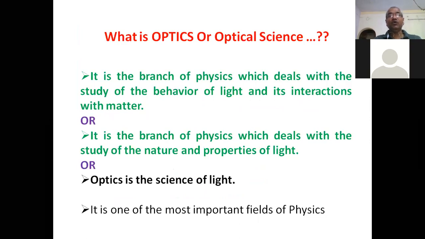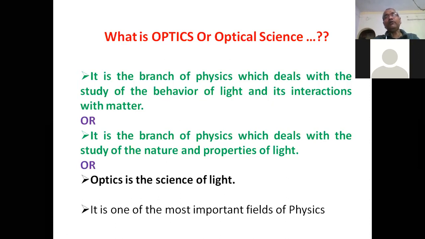What is optics or what is optical science? So as we are studying the course, we should know what is the optics or what do you mean by optical science. So optics is the branch of physics which deals with the study of the behavior of light and its interactions with the matter. Now we know what is light. The objects are visible due to the light. So light is a form of energy. So to study the behavior of light and its interaction with the matter.